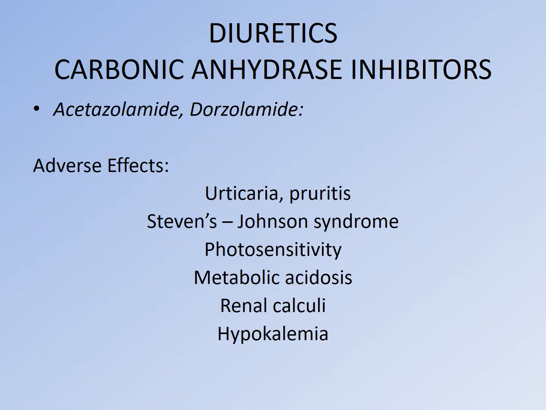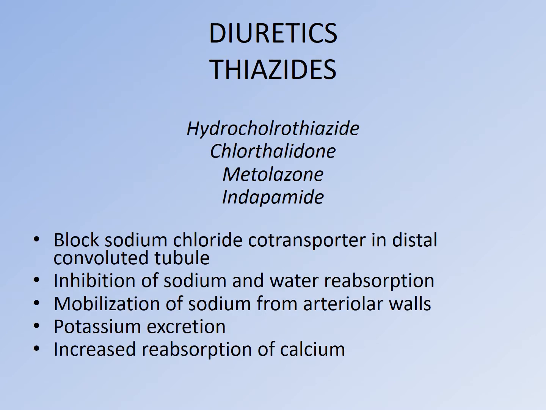One of the typical side effects associated with carbonic anhydrase inhibitors is due to the fact that it significantly increases bicarbonate excretion by 80%. The patient runs a very high risk of metabolic acidosis. The other side effects are urticaria, pruritus, Stevens-Johnson syndrome, photosensitivity, hypokalemia, which is dose dependent, and renal calculi, because calcium basically precipitates in an alkaline environment.